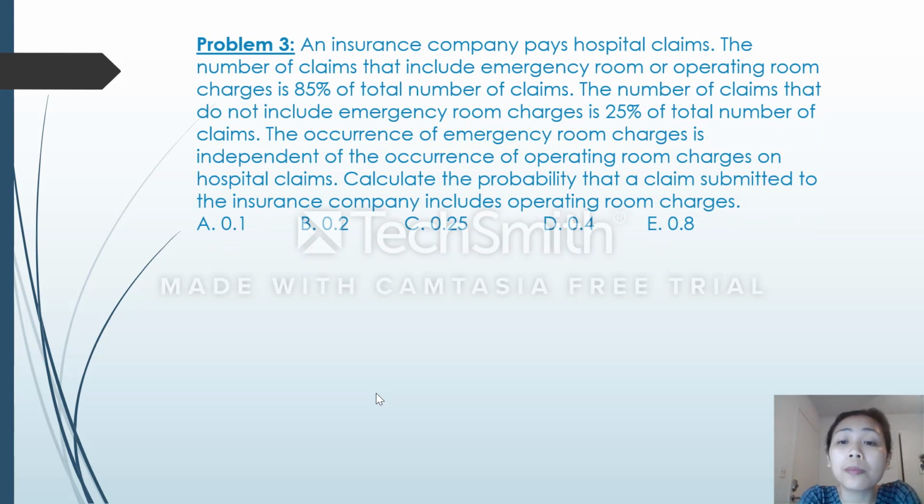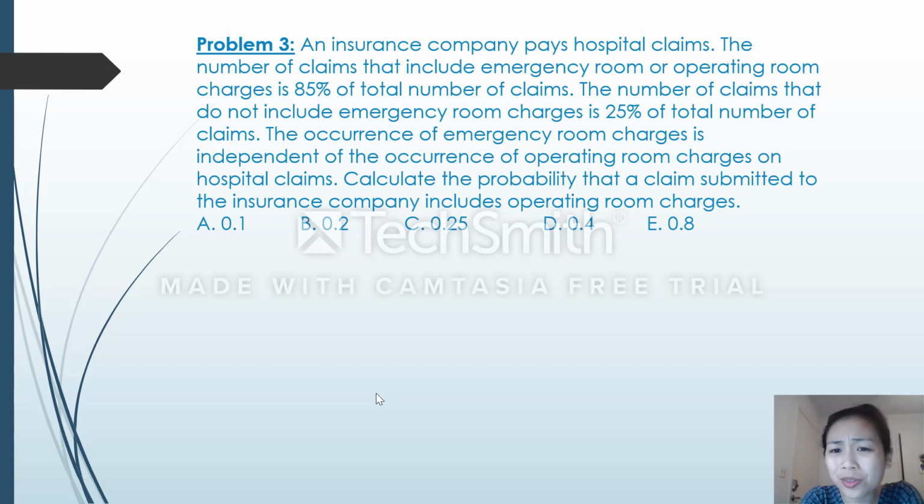An insurance company pays hospital claims. The number of claims that include emergency room and operating room charges is 85% of total number of claims. The number of claims that do not include emergency room charges is 25% of total number of claims. The occurrence of emergency room charges is independent of the occurrence of operating room charges on hospital claims. Calculate the probability that a claim submitted to the insurance company includes operating room charges.